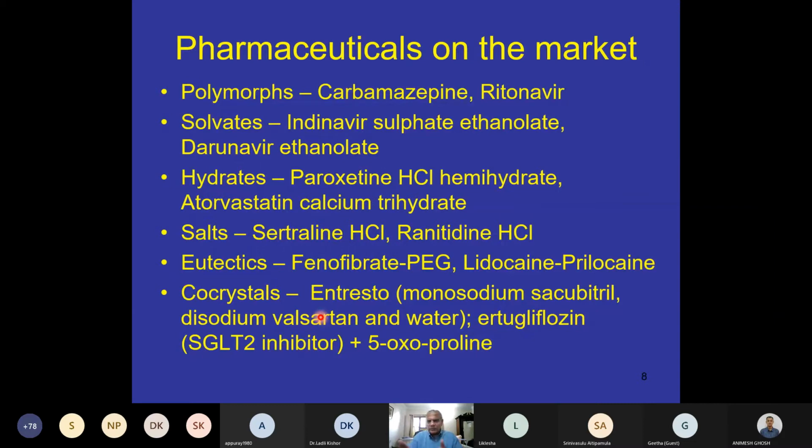The other approach, which is more true for those who are coming from the pharmaceutical industry, is that your drug molecule is fixed.